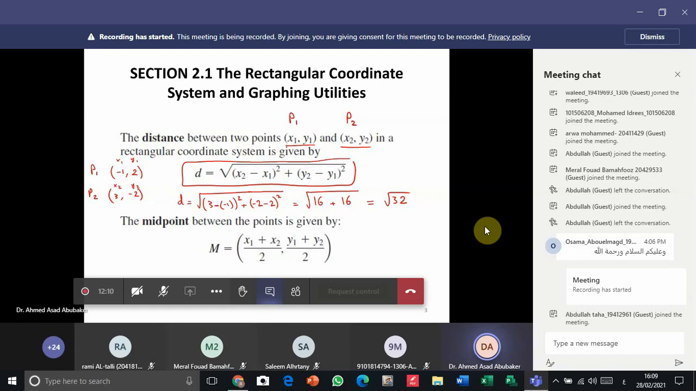Also, we can find the midpoint. What's the meaning of midpoint? For example, if we have 2 points, B1 and B2, we can find the point between them, called M, that satisfies that the distance from M to B1 equals the distance from M to B2. So the midpoint M is in the middle of the segment B1B2.